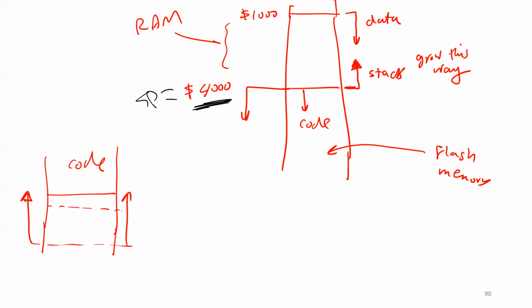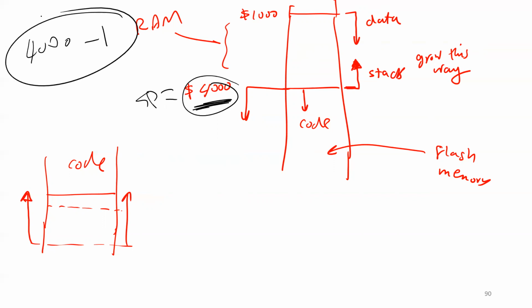Decrement, and then you arrive. You got what I'm saying? So when I say stack pointer 4,000, it doesn't mean the first byte of the stack is going to be stored at 4,000, because you decrement and then you add. So the real beginning should actually be 4,000 minus one. You got what I'm saying?